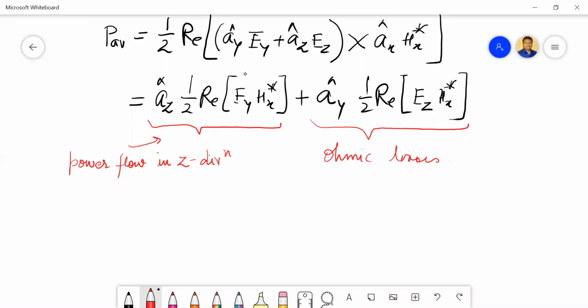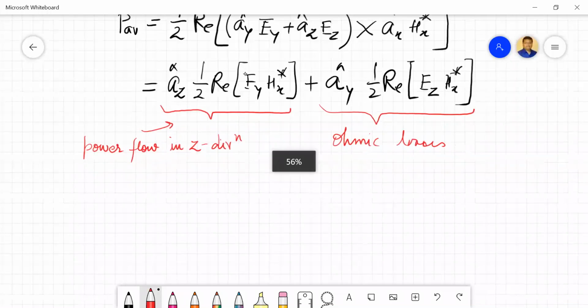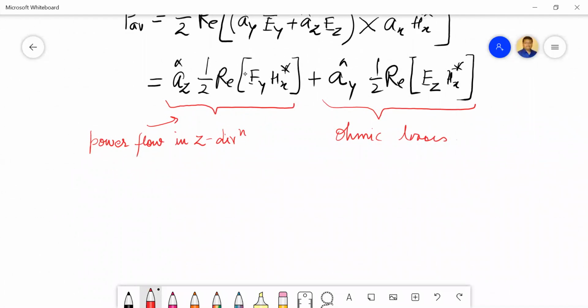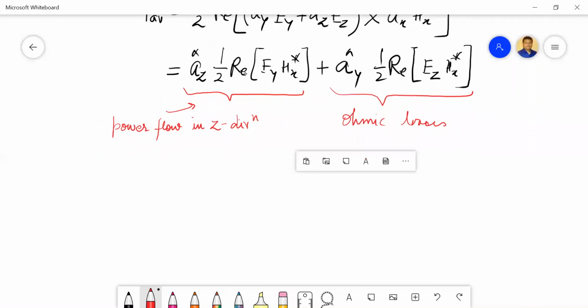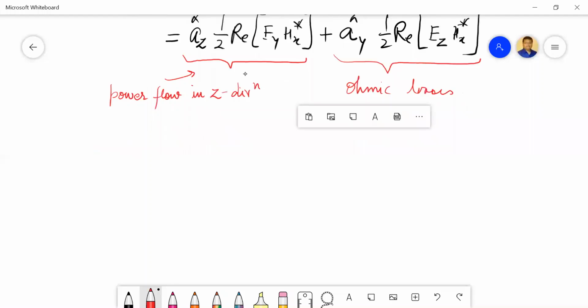Fine. Now here, if you see, there are two components we are getting for power. One is the AZ component, another is the AY component. AX is completely zero here. The first is power flow in that direction, which is actually required. Another term is the ohmic losses, but there is an AY component, which means there is some disturbance or some flow in the Y direction as well. So we have to accommodate this axial field, and we got this result, and we can explain the physics behind this.